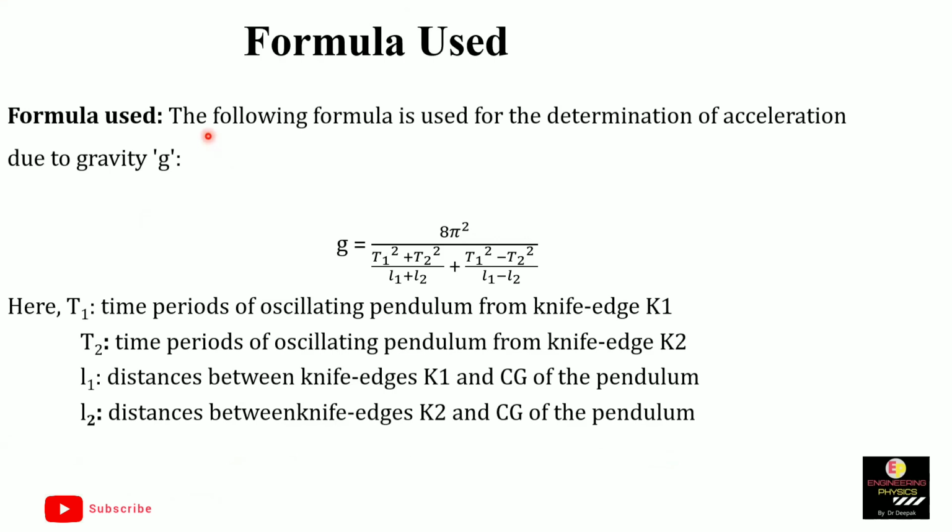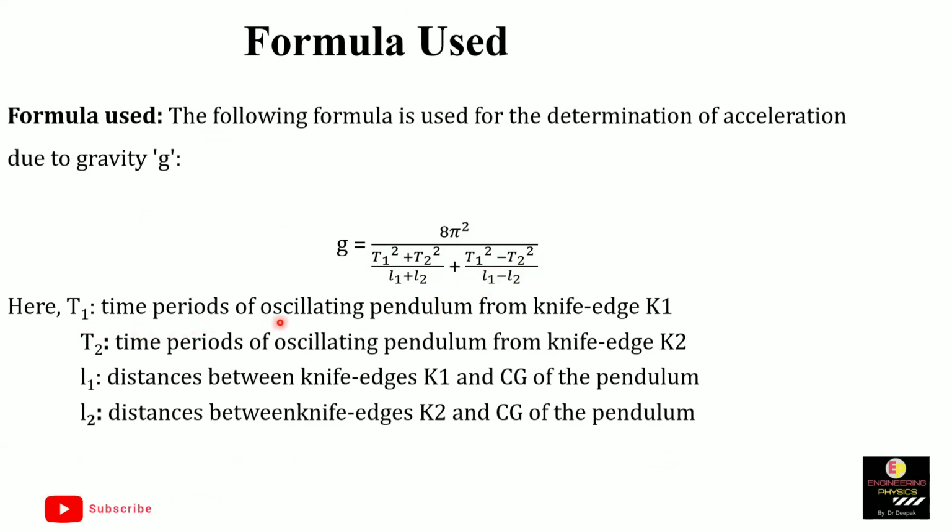We are using the formula for determination of acceleration due to gravity: g equals 8 pi square divided by [(T1 square plus T2 square) divided by (L1 plus L2) plus (T1 square minus T2 square) divided by (L1 minus L2)].